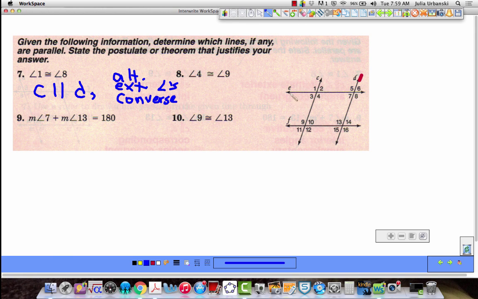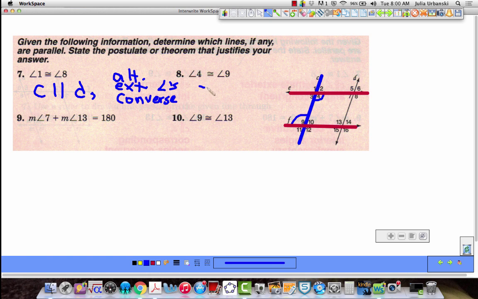Number 8. If angle 4 is congruent to angle 9. First of all, think about where the transversal is. Which line connects the two of them together? I heard a lot of letters there. Which line is connecting the 4 and the 8 together? The C. Good. So that one's the transversal. You can't count that one. Which two lines are parallel to each other then? E and F.